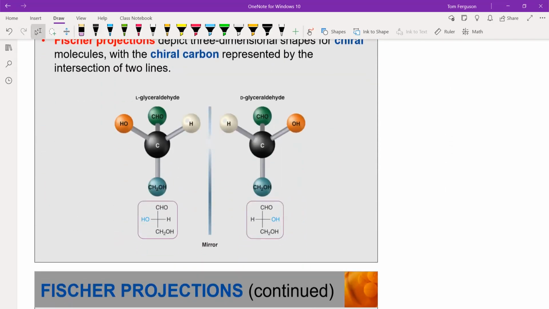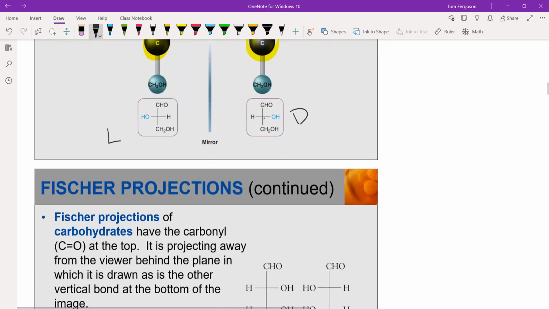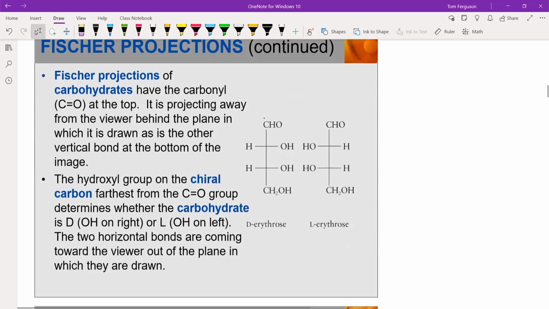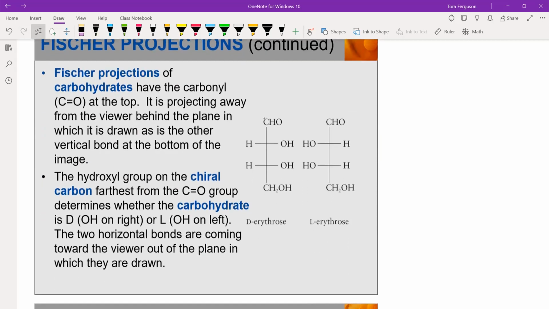Okay, so here's the aldehyde. Here is the farthest chiral carbon. And so here we have the OH going to the left, so that is an L. OH going to the right, so that is a D.